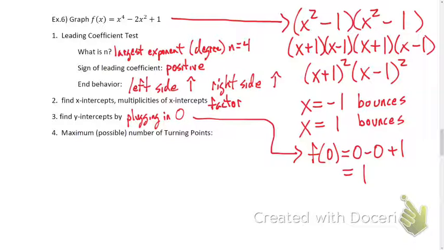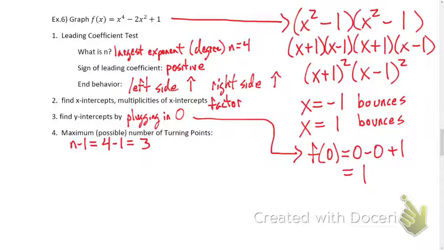Turning points, step 4, that's n minus 1. So how many times the graph turns? For example, if we had a quadratic function, that's just a parabola, and it turns 1 time right there. So notice the degree is 2. It had 1 turning point. Turning points is n minus 1. So in this problem, it is 3.